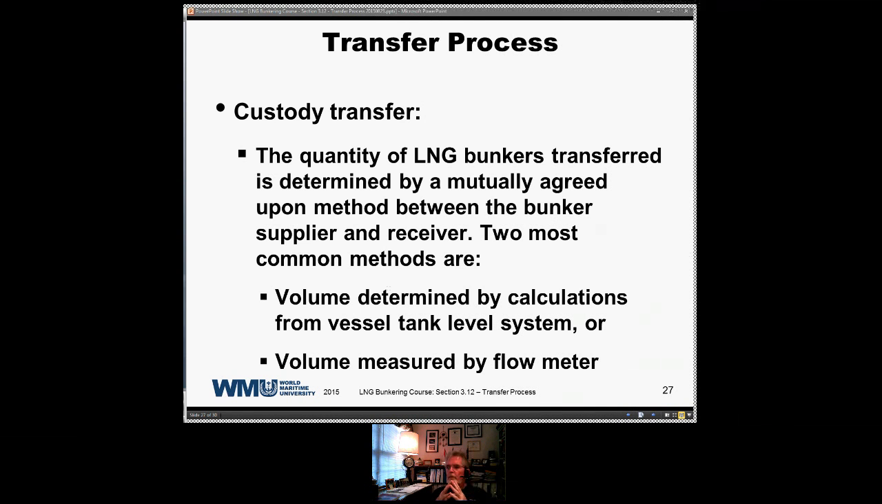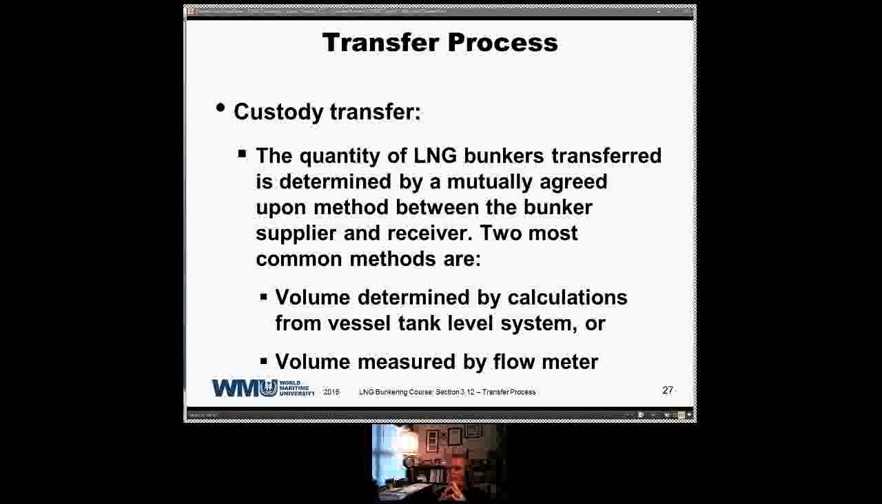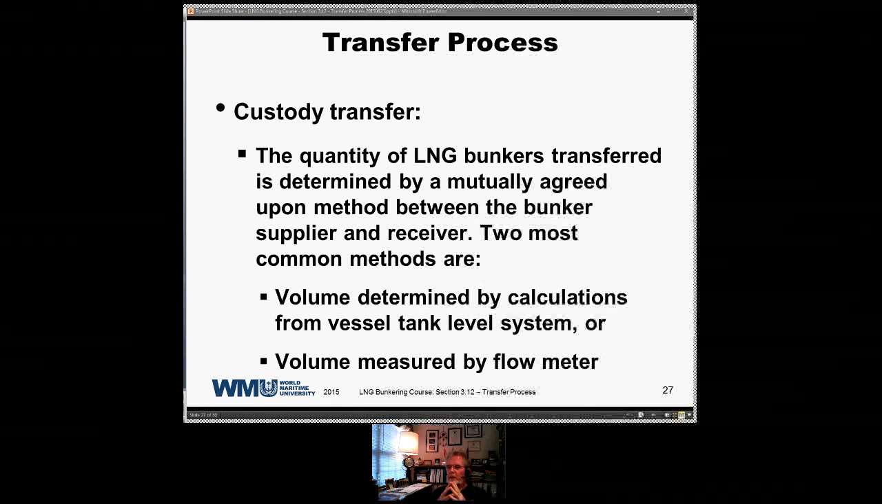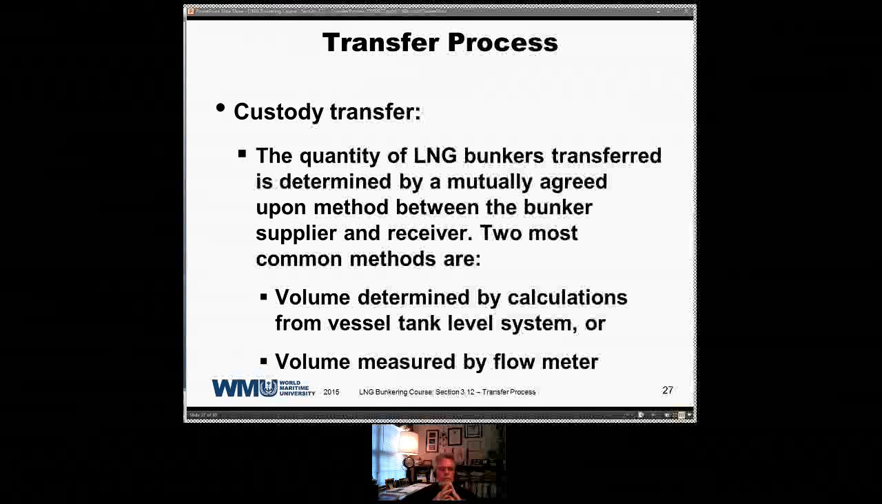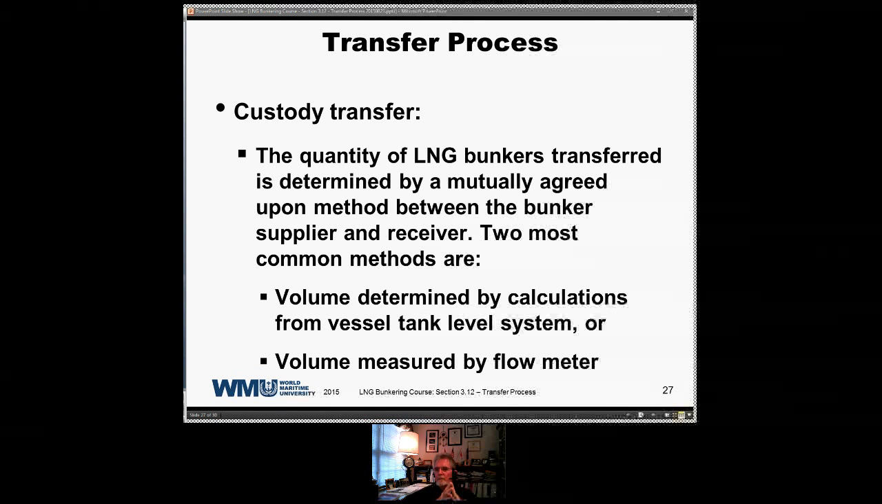This is usually done during the gas freeing part of the operation, where the methane gas is being purged out of the arm or out of the hoses, if in fact it is being done with the hoses. So it's done in tandem. A lot of these operations do overlap and are conducted at the same time.